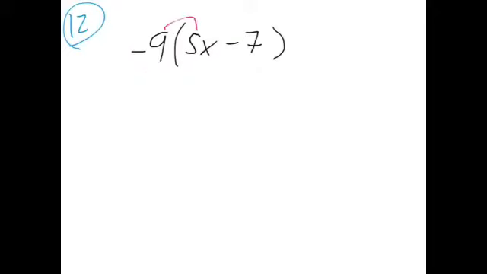On 12, again, distributing. That negative 9 out front needs to be multiplied by the 5x. Negative 9 times 5x is negative 45x. And negative 9 times negative 7 is going to give you a positive 63.